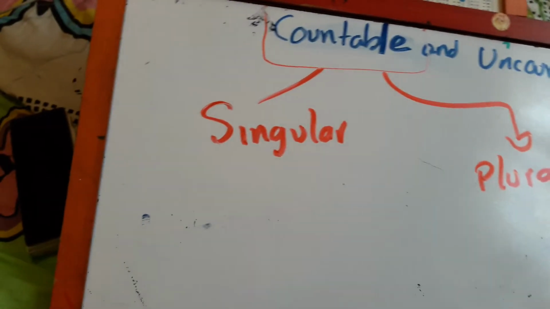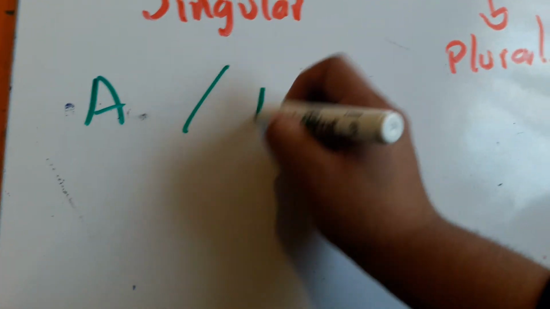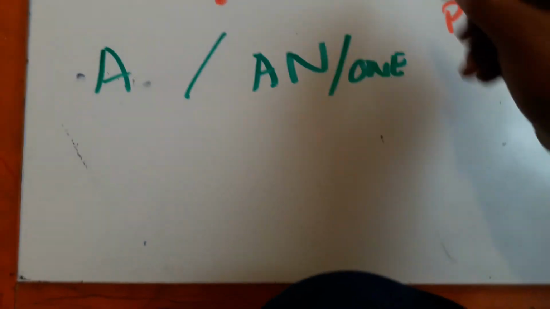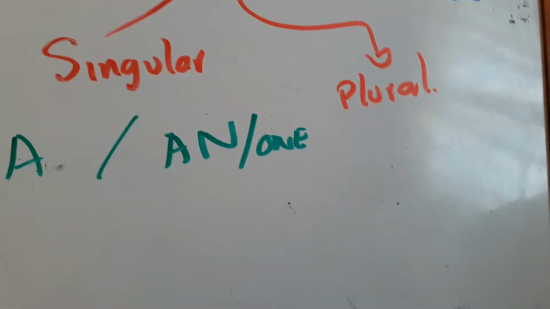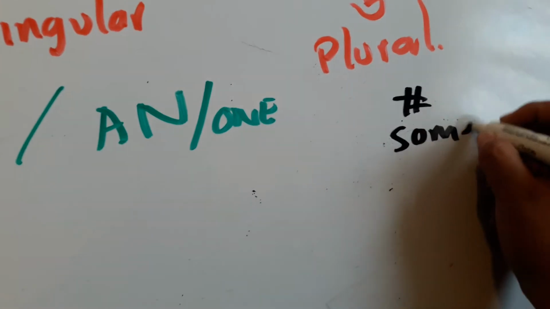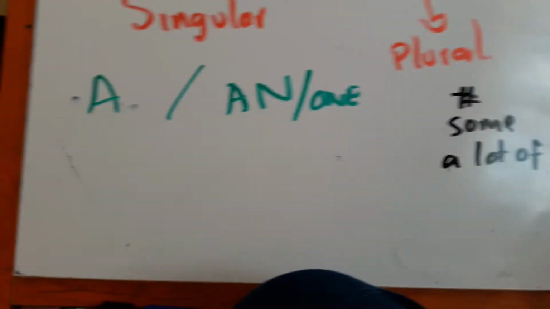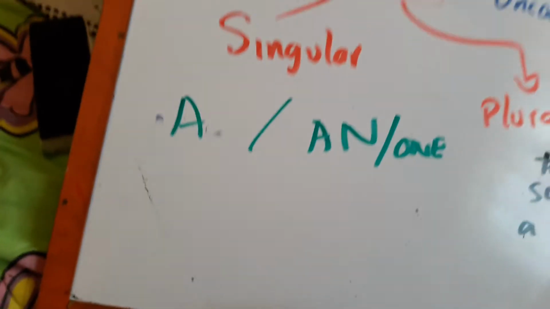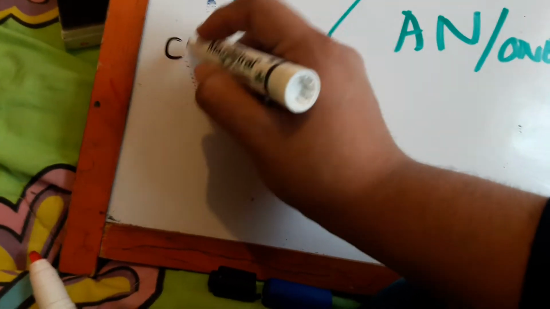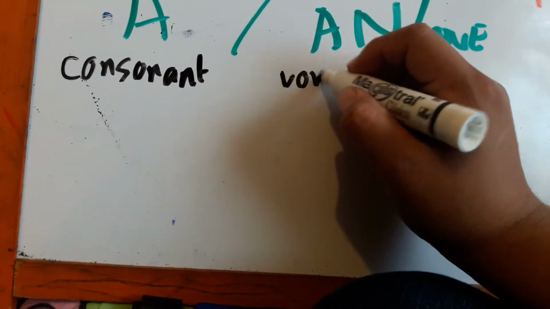Okay? For singular, we are going to use a or an. Also, we can use one. And for plural, we are going to use the number. We are going to use some, a lot of, and all of that. Okay, so let's continue here with a. We're going to use it with the words that start with a consonant sound, and an with a vowel sound.